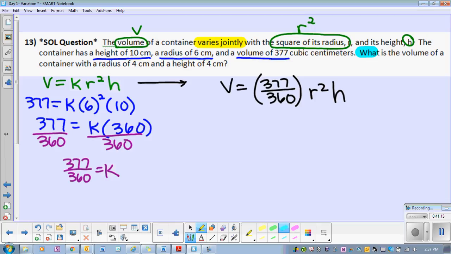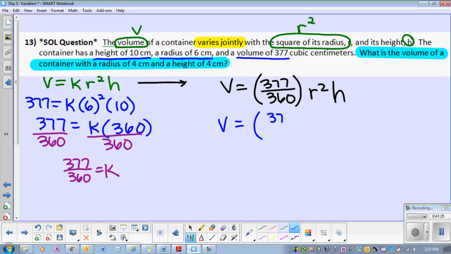So the last sentence is what I need to find, right? Using that new K equation. What is the volume? Oh, so we're trying to look for volume. My K doesn't change. It's just 377 over 360. What's my R? 4 squared. And H is also 4.